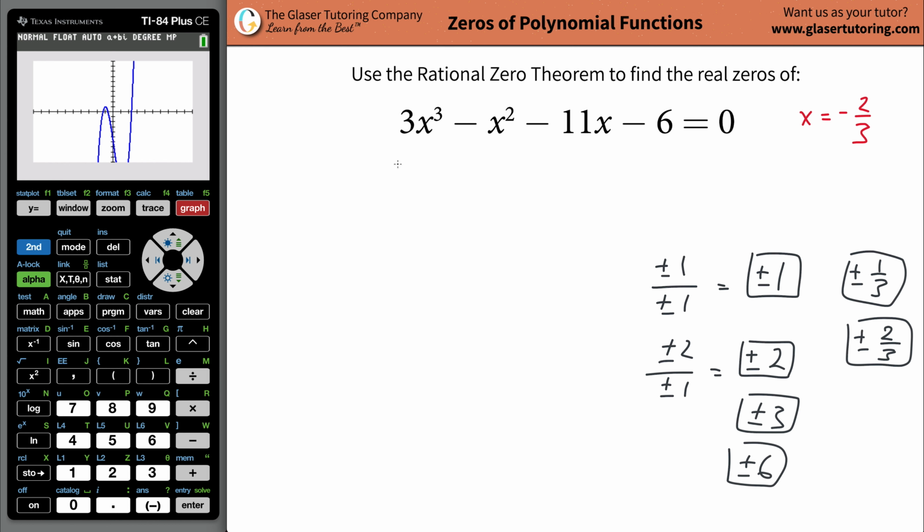So let's see. Ready? Now what I'm going to do is take negative 2/3, and plug it in everywhere I see my x.